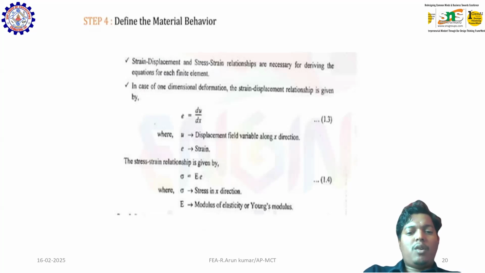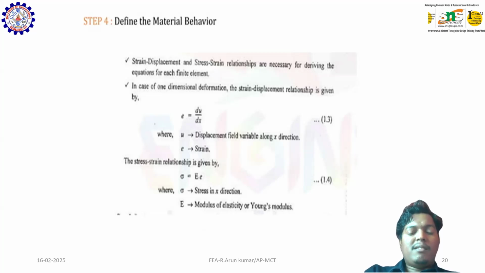For simple consideration, epsilon is equal to du by dx. That is, strain is the change in displacement by change in distance, represented as du by dx. Here u is the displacement field variable along the x direction and epsilon is the strain. This is called the strain displacement relationship, which we deal with to define the material behavior.